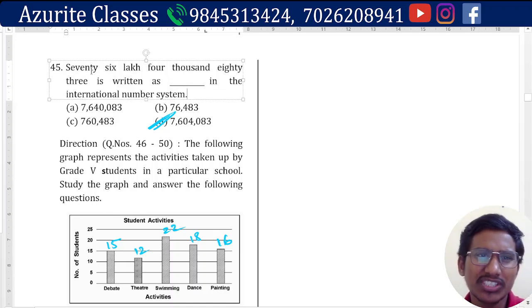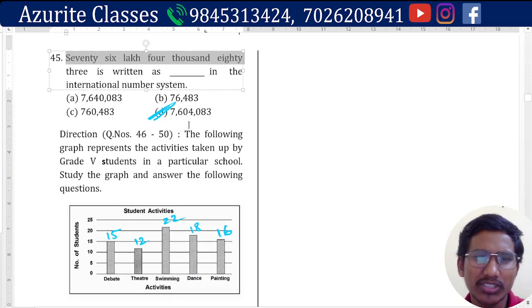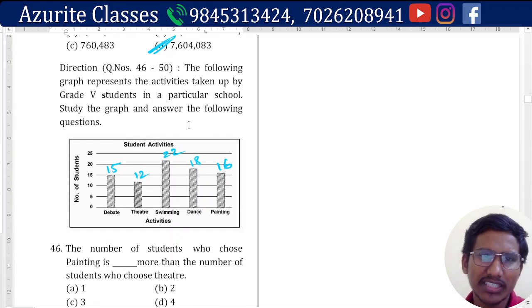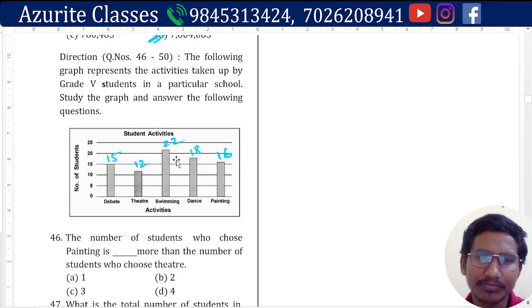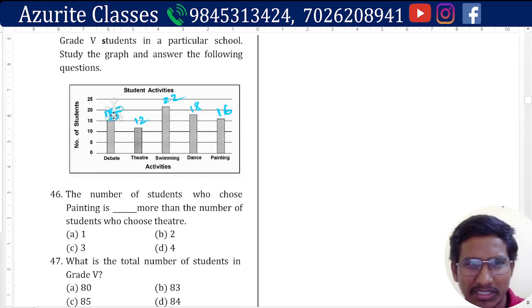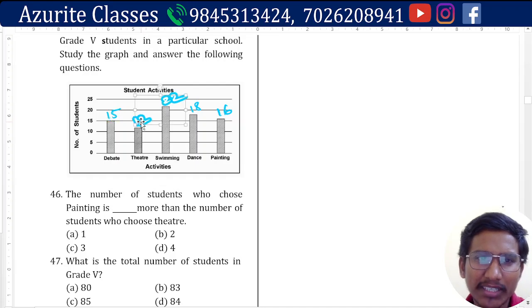There we just have to write the word into number. Now here, questions 46 to 50. The numbers are not printed, so you take these answers as the numbers. So this is 15, this is 12, 22, 18, 16.